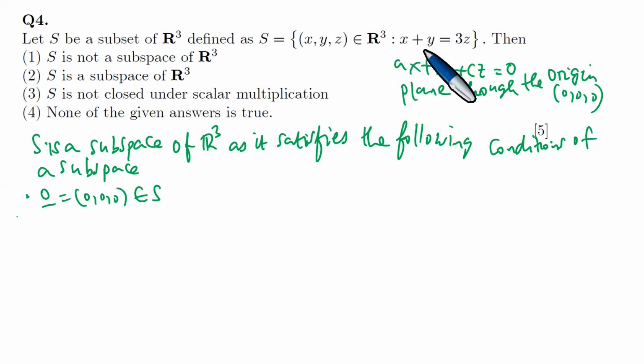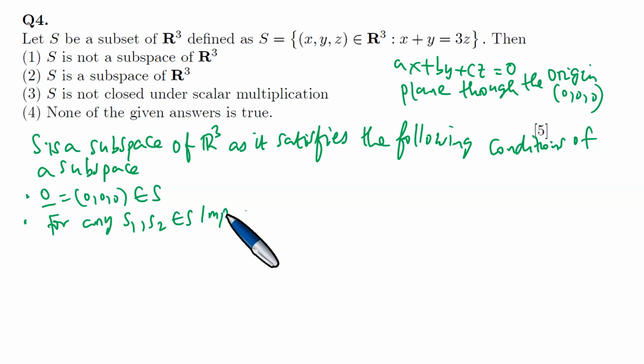But also point number 2 is the sum of two vectors. Closed under addition of two vectors or more: for any S1, S2 in the set S implies S1 plus S2 is an element of S.